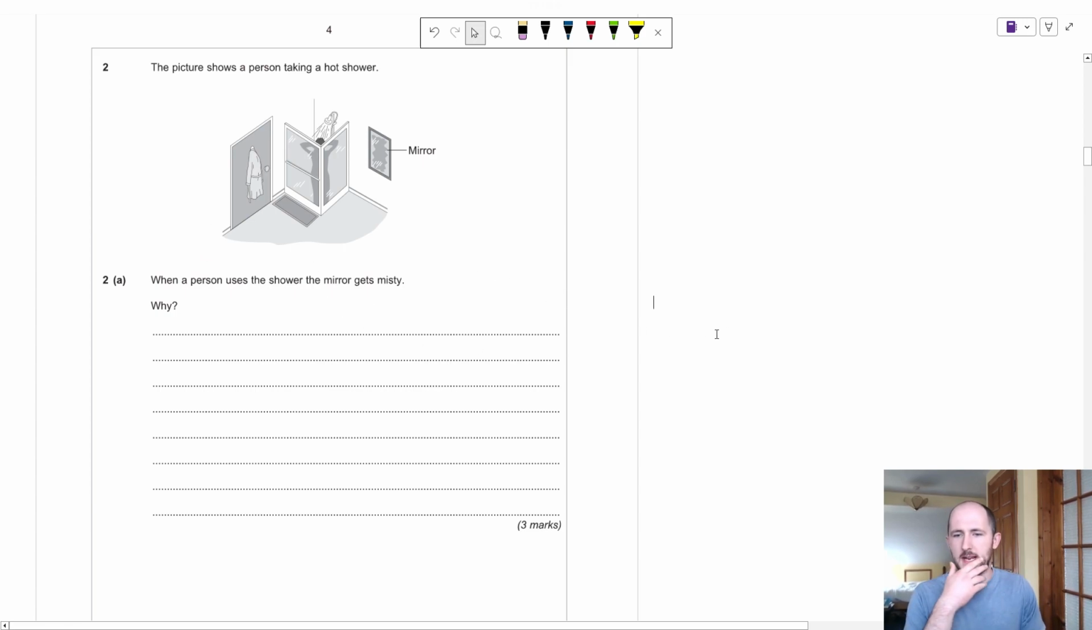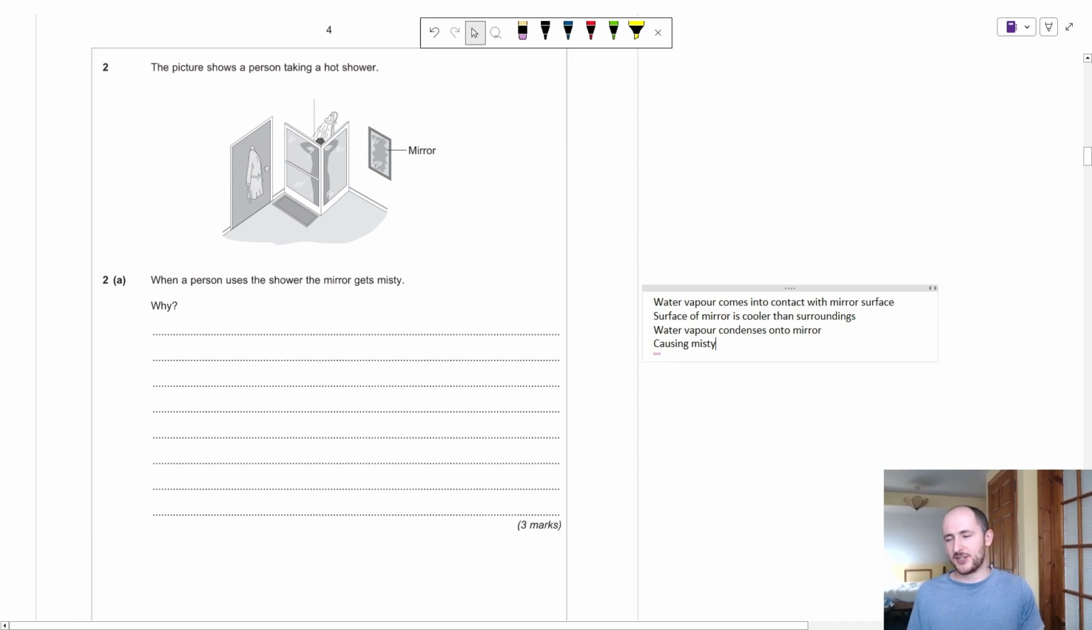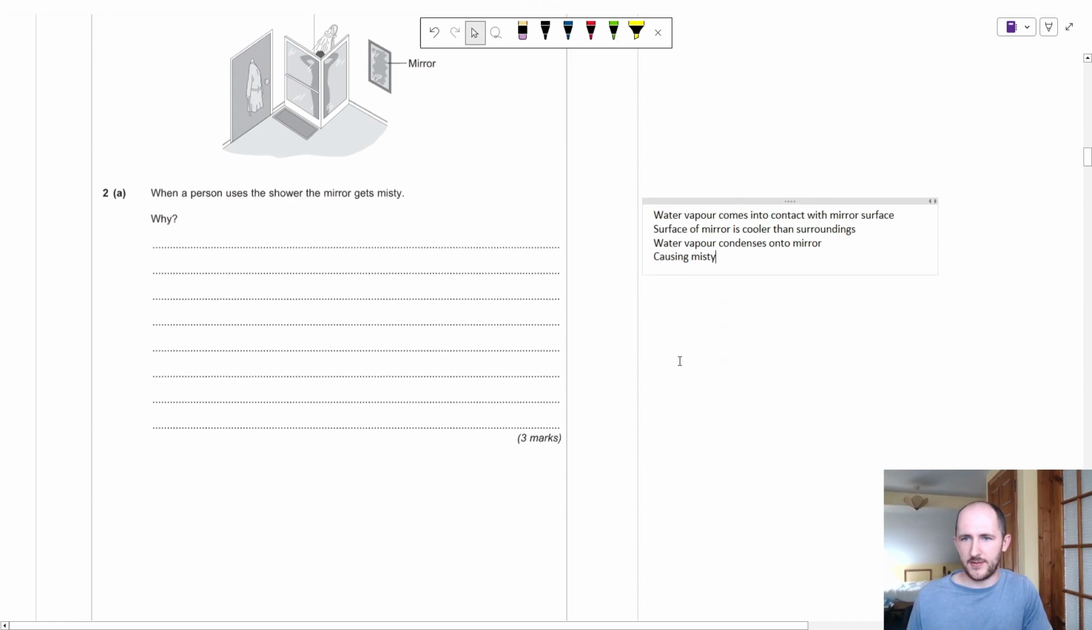Why do showers get misty? Okay, so it's 3 marks, so I need to put 3 bullet points. So let's get started. The first one is water vapor comes into contact with mirror surface. Surface of mirror is cooler than surroundings. Water vapor condenses onto mirror. And then I'm just going to say causing misty. Sure. So these 3 points should give me everything I need.